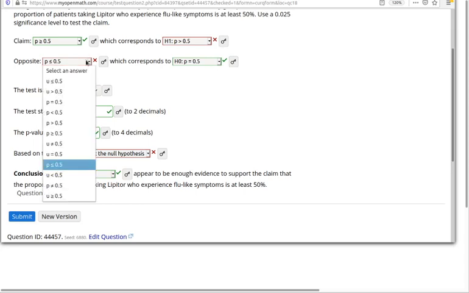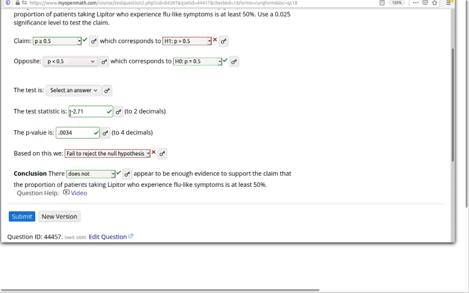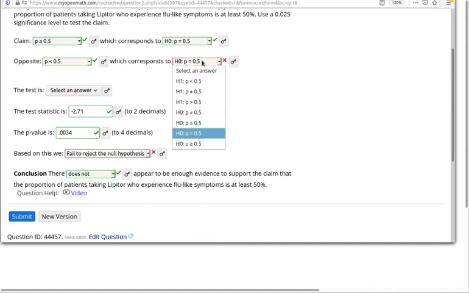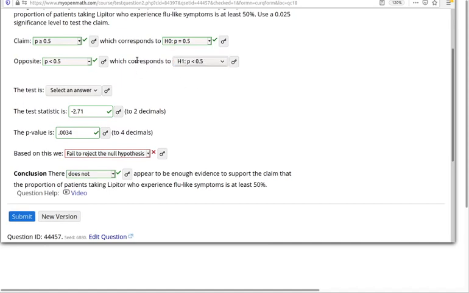But once I get this correct, being that it should be p is less than, I know the claim has an equals in it, so this should actually be my null hypothesis. But now this null hypothesis will be marked incorrect because it should come from the opposite, which should give me, in this case, my alternative hypothesis. So it's kind of a game of whack-a-mole, but very logically.